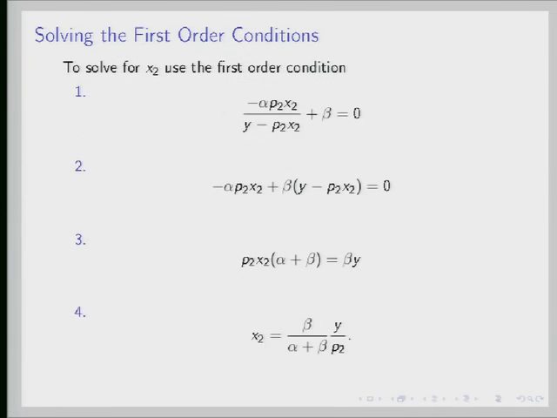So this is a part of the solution here. This tells me how much x2 a consumer with these preferences will purchase given income y facing prices p1 and p2. Okay, so this is a nice sort of intuition to go with this.